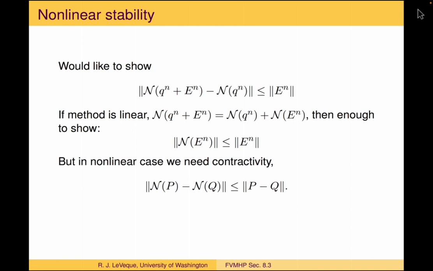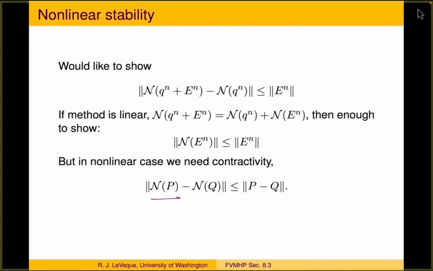We can't do the same manipulation if it's nonlinear, and we really need something more like this contractivity condition that says that if we apply the numerical method to any grid functions p and q, then the difference between those is no bigger than the difference between p and q before we applied the numerical methods. That's what we're looking at here, where p is qn plus en and q is just qn. So we need contractivity rather than just this sort of bound on the growth of the numerical method itself in one step.